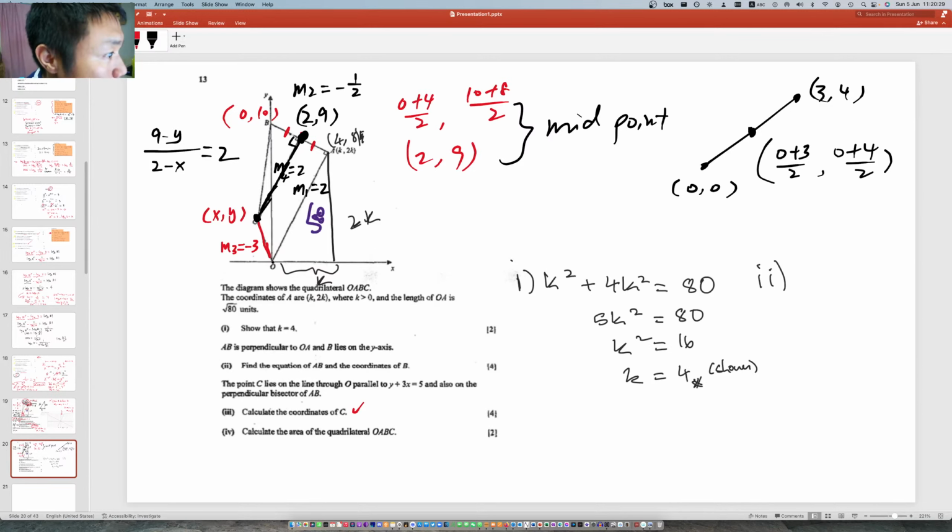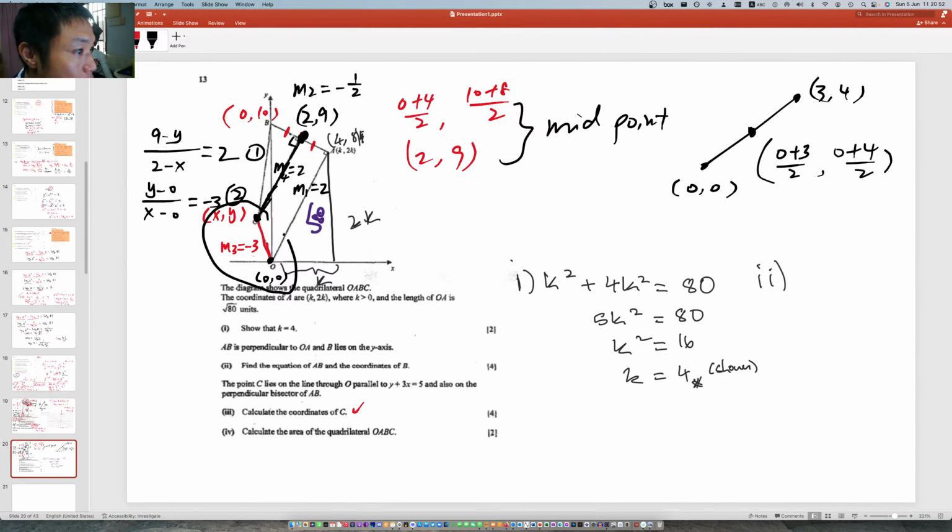Then the second equation: this is your 0, 0, right? How do you get the m3? Y minus 0 over x minus 0 will give you negative 3. So this is the simultaneous equation you need to solve to get x and y. These two will give you the gradient of m3. Then these two will give you the gradient of m4. That's equation 1 and equation 2. With equation 1 and equation 2, you can get x and y, and that will be your coordinate C.